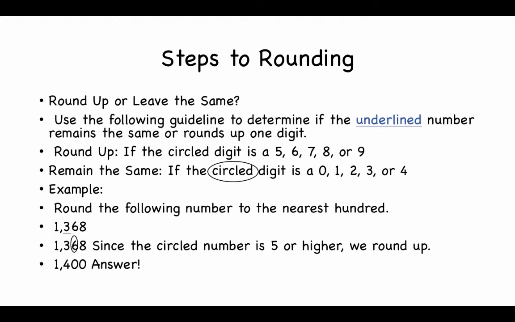For example, let's round this number to the nearest 100. So notice that I underlined the 3 because the 3 is in the hundreds place. I circled the 6 because it's directly to the right. And since the circled number is 5 or higher, it's a 6, we're going to take the 3 and round up and make it a 4. So our answer is 1,400.